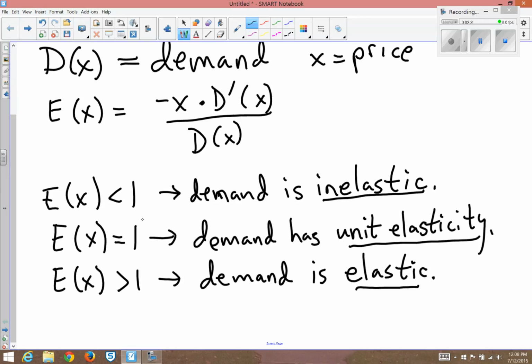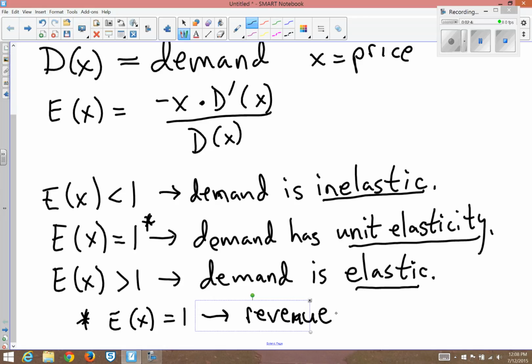One more thing about this one in the middle, footnote: when the elasticity of demand is 1 exactly, that is when revenue is at a maximum. Make sure you have all this written down.